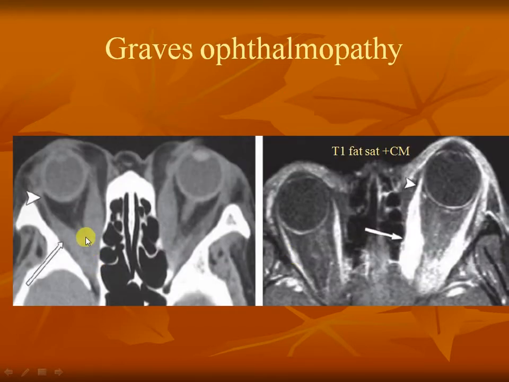You can see here the extraocular muscles are spindle shaped. They are enlarged bilaterally, almost symmetrically, and there's exophthalmos more on the left side. You can see there is sparing of the tendons of the extraocular muscles. Again, on the MRI, this is a T1 fat sat with contrast. There is enhancement of the muscle with sparing of the tendon. The tendon is normal, it's not enlarged.